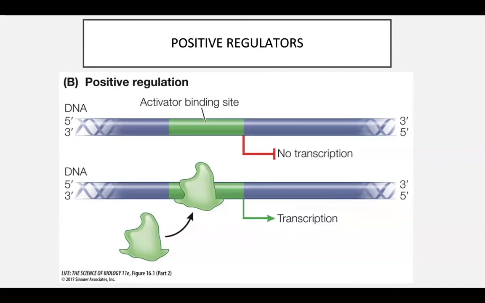Or you could have positive regulators, which in this case is an activator. At the binding site, typically there's no transcription. However, the regulator binds to that site. So now it's a positive regulator. It allows for transcription to occur.